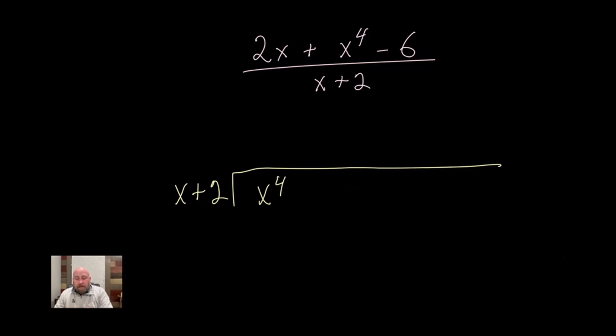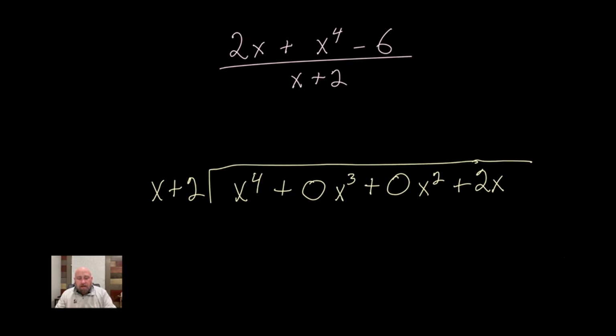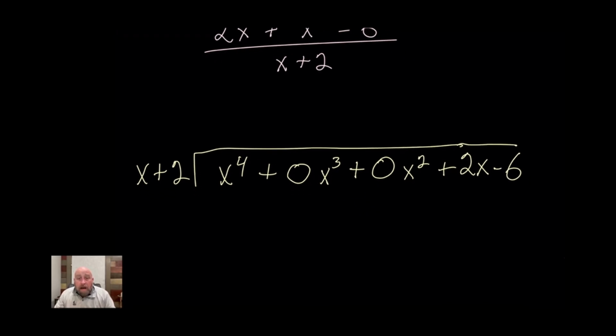So x to the 4th, that's here. And then we're making up a 0x to the 3rd column, a 0x squared column, and then our 2x column. Let's extend this. And then our negative 6 column, minus 6. Okay? So right now you're looking at this going, wow, that thing's massive. It goes all the way across the whole screen. It's not that bad. We just keep going through the process.